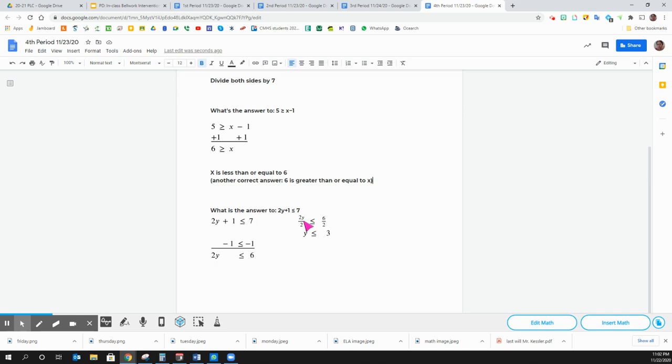And now I see that 2 is being multiplied by y. So to undo multiplication, we have to divide. So I'm dividing both sides by 2. The 2's on the left cancel, and we're just left with y. And 6 divided by 2 is 3. So the answer to this inequality is y is less than or equal to 3.